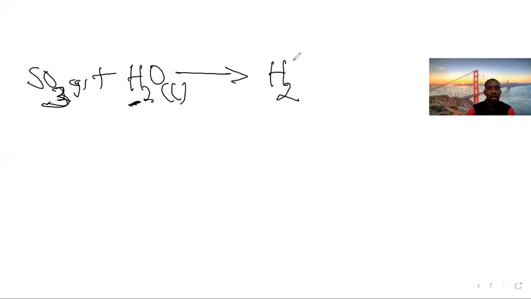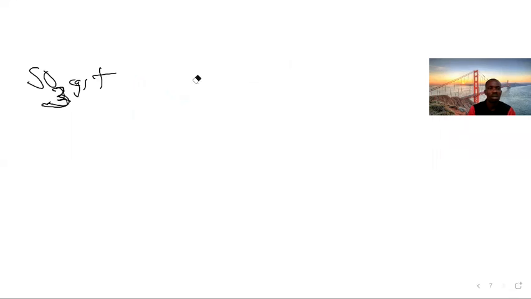Sorry, I just made a mistake. We are dissolving it in sulfuric acid, not water. Okay? So we are dissolving SO3 in sulfuric acid, which is H2SO4. It's concentrated, so we put liquid if we want to show state symbols. So you don't need to bother yourself about the formula, like I was saying.